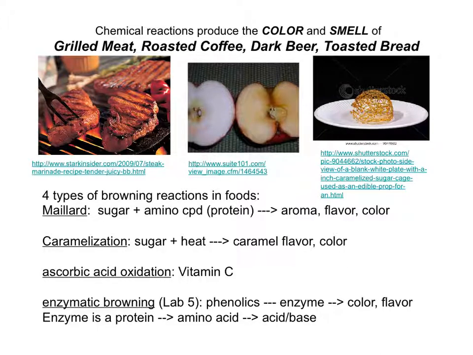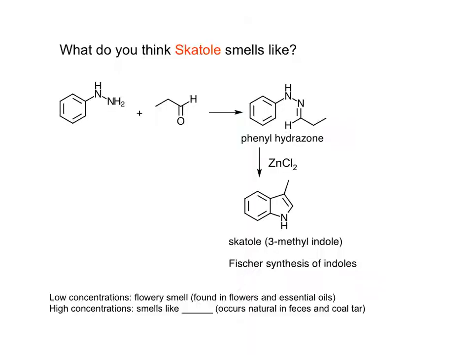The Maillard reaction is just one of 4 types of browning reactions in food. Caramelization, vitamin C oxidation, and enzymatic browning involved in fruits are the other 3. Skatole smells flowery at low concentrations, but smells like you know what at higher concentration. So how do you think the 2 reactants react to form the phenylhydrazone intermediate? Stop the video and think about that for a minute. Here's what happens. The nitrogen nucleophile reacts at the carbonyl carbon to form an imine.